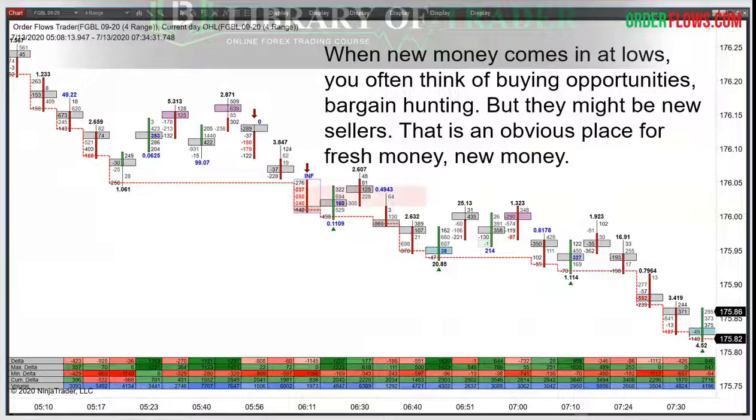Okay, so when new money comes in at lows, you often think of buying opportunities, bargain hunting. But then it might be new sellers, right? It's an obvious place for fresh money, new money coming in. So what do you got going on here, right? Market's selling off, right? Oh, look at that. Hitting all the bids, right? But market's going up, but it's people offering out down here.